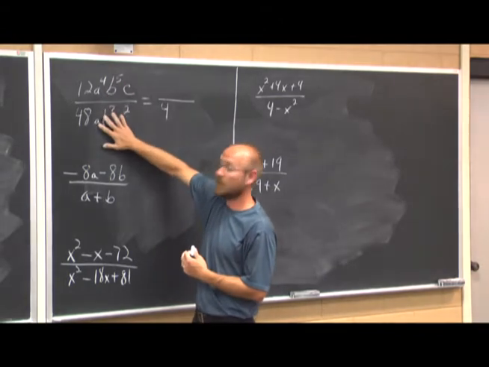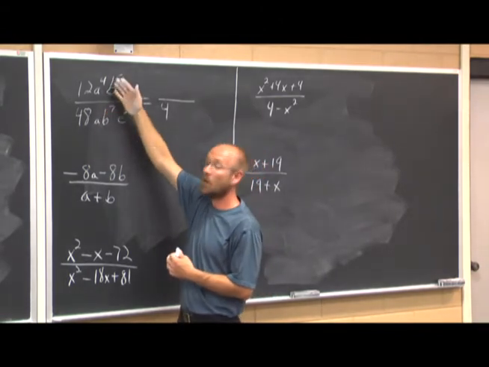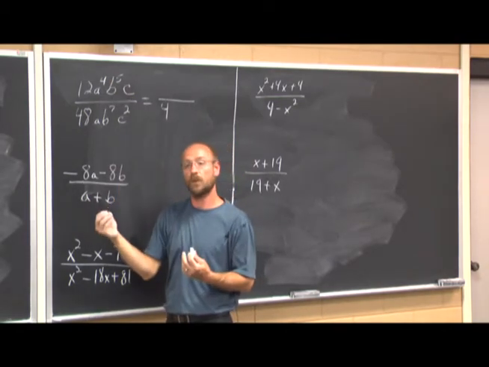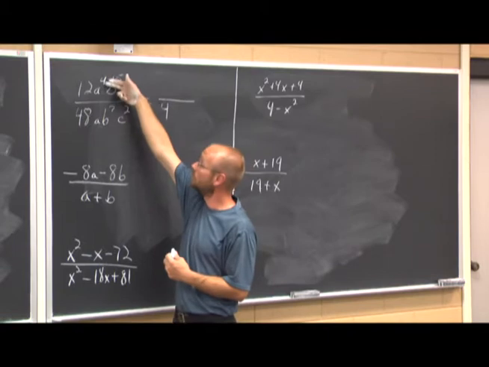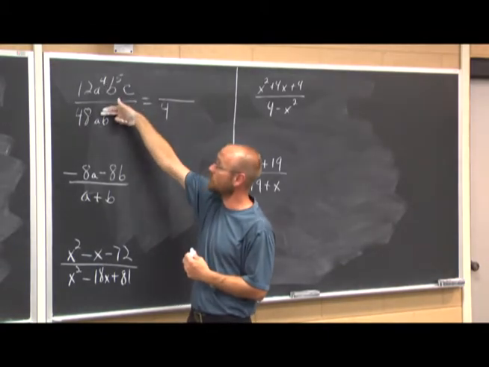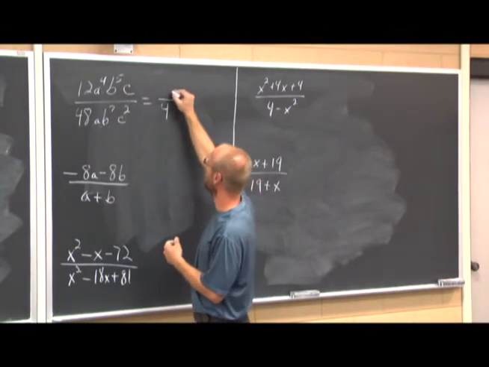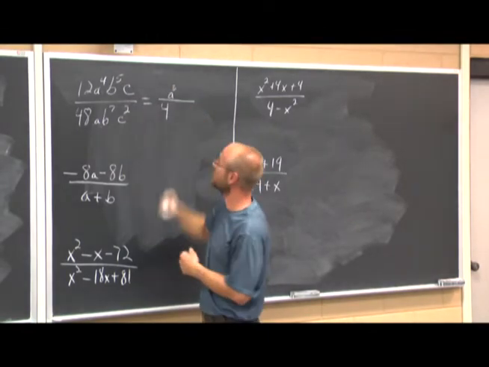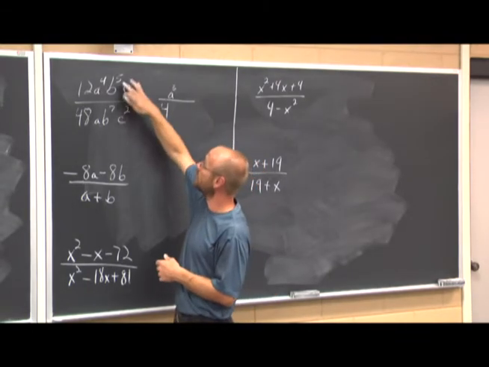4 a's on top can cancel 1 a on the bottom, leaving 3 a's on top. Or maybe you remember your rules of exponents. Hopefully you do. We can use the quotient rule. 4 minus the exponent 1 is 3, a to the third. A positive exponent says we're going to leave it up there in the numerator, a to the third power.